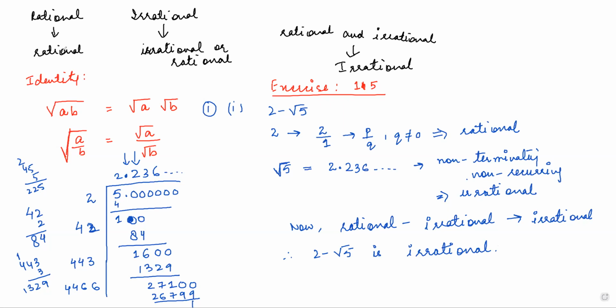Right. Okay. Second part. Please let me know if you have not written. Now, second part is 3 plus under root 23 and minus under root 23. So you have to see whether it is rational or irrational.